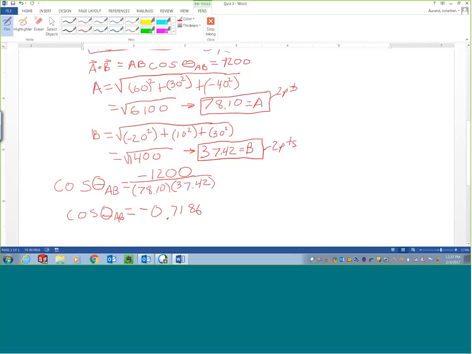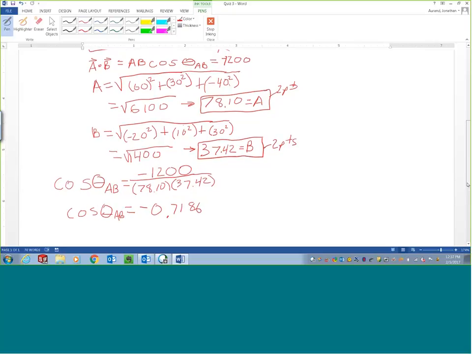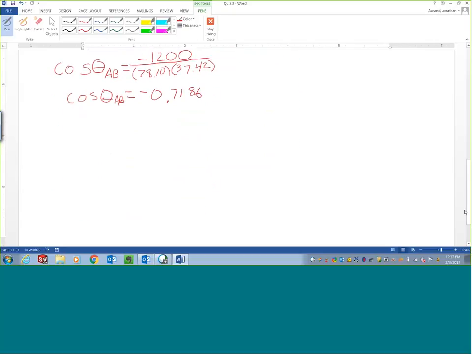Scrolling down again here. So then theta AB, I drew my theta a little funky there. Theta AB then will equal 136 degrees. So that got us 2 points.